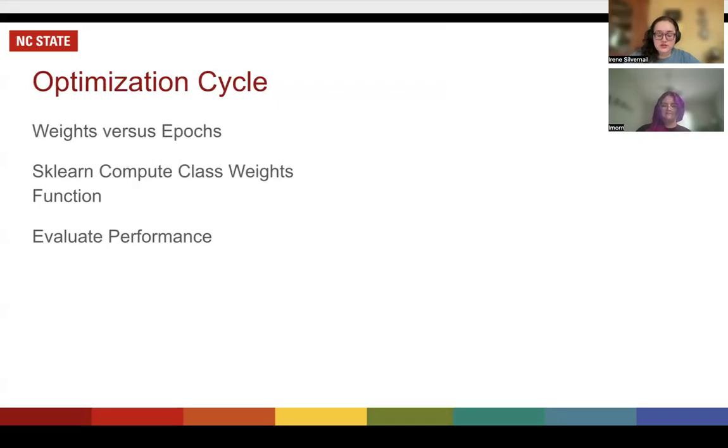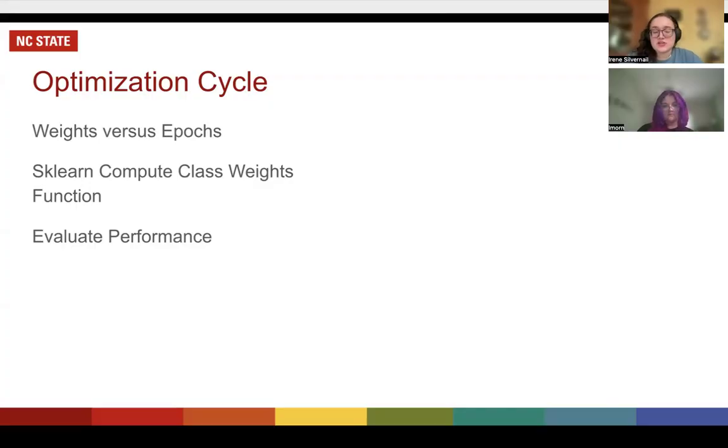So for our optimization cycle, we optimized with weights versus epochs. At first we started with epochs to determine at what point our model was no longer learning and had plateaued. We determined that 20 epochs was the ideal amount. Any more would result in the model losing some of its knowledge.